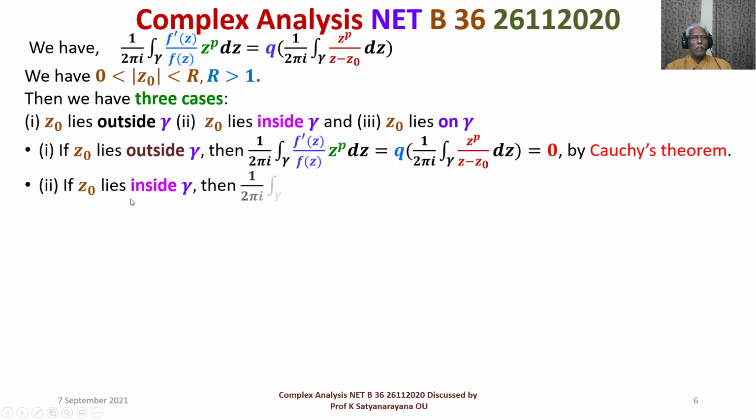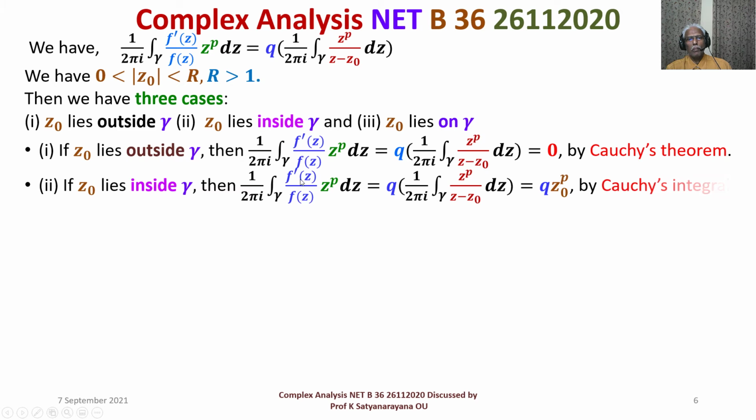Now, if z naught lies inside gamma, then 1 by 2 pi i integral taken on gamma f prime z by f(z) into z to the power of p dz is equal to q times 1 by 2 pi i integral taken on gamma z to the power of p by z minus z naught dz. And by Cauchy's integral formula, this will be q times z naught to the power of p.